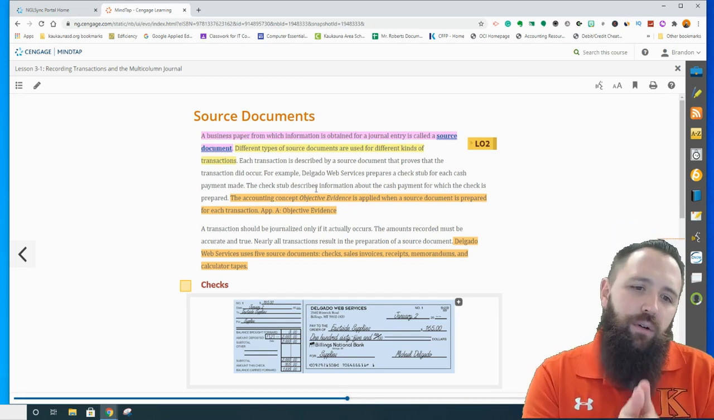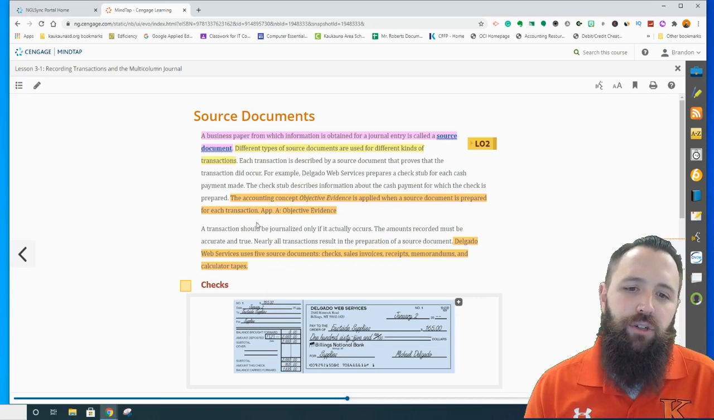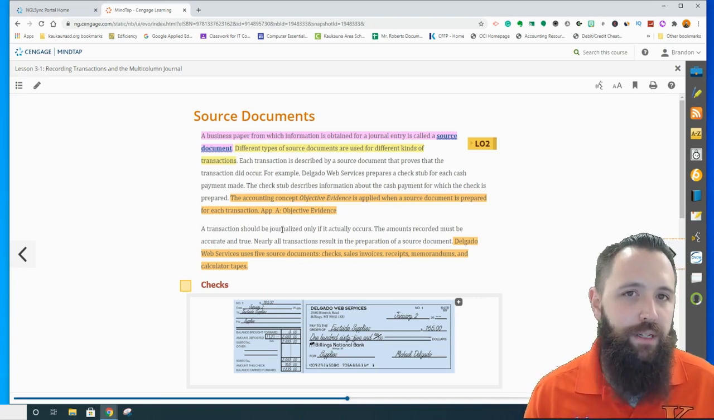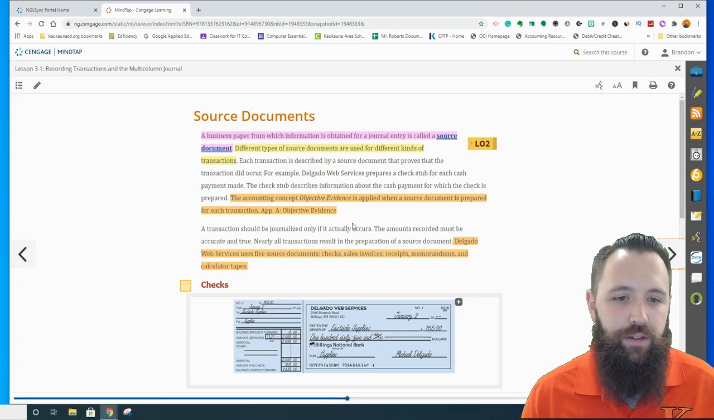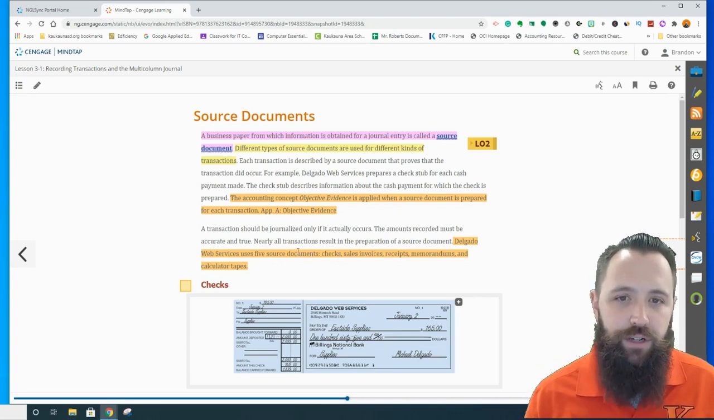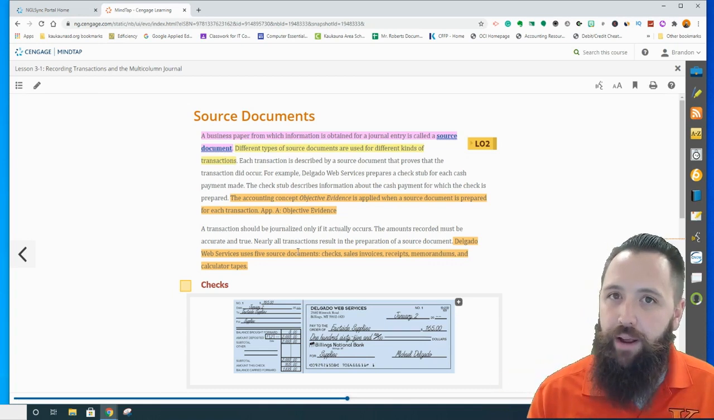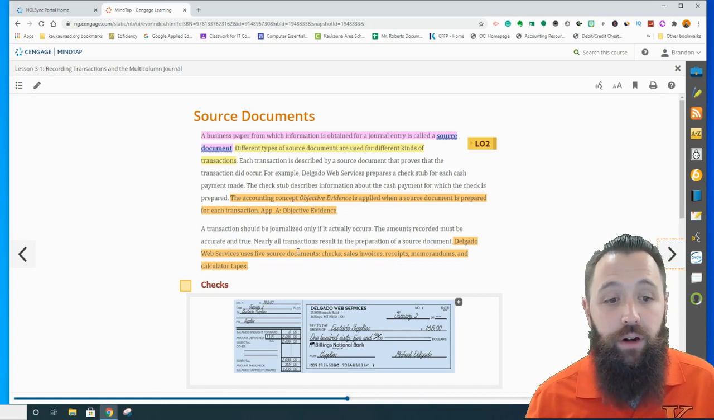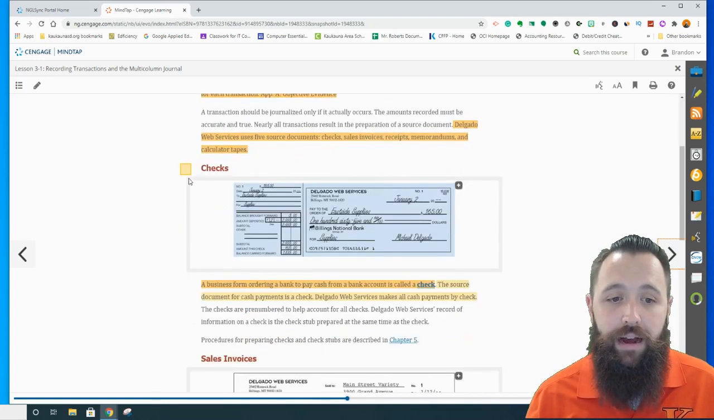So it goes down a little bit further. It says a transaction should be journalized only if it occurs. It must be accurate and true. That's based on this objective evidence. Delgado Web Services is going to use 5 different source documents. We have checks, sales invoices, receipts, memorandums, and calculator tapes. We're going to go over all of those right now.